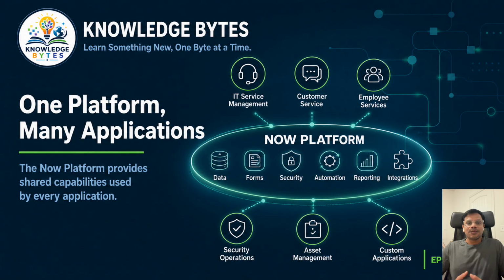Customer service supports customer related cases and service process. Employee services can support internal employee workflow. Security operations can support security related process. Asset management can help organizations track and manage assets. Organizations can also build custom applications for process specific to their business.